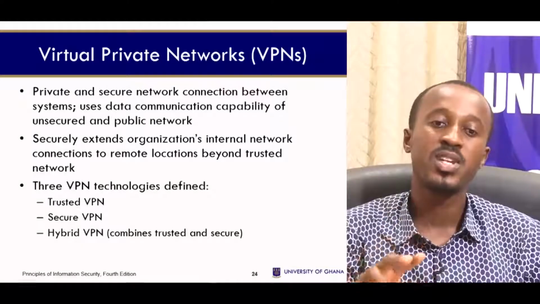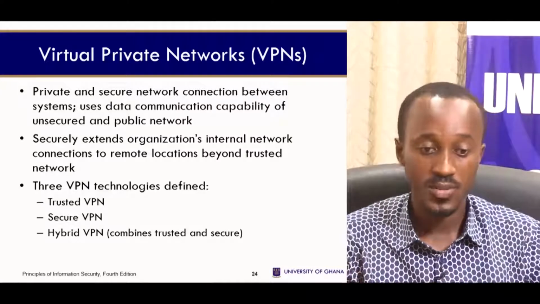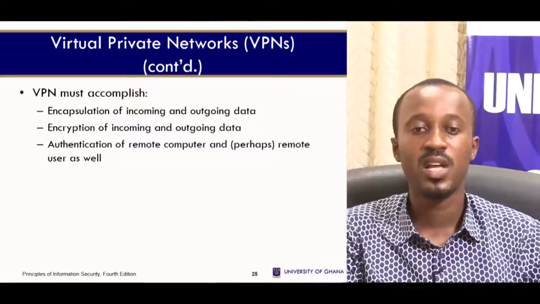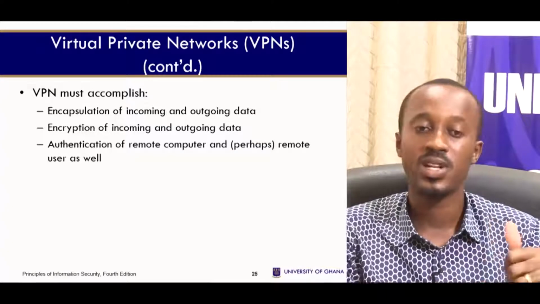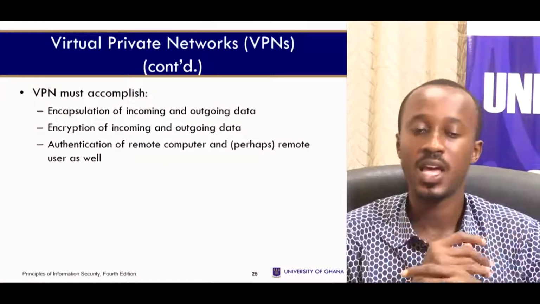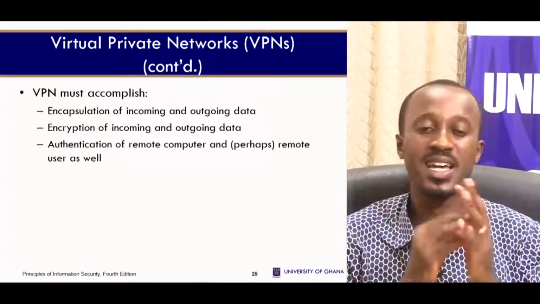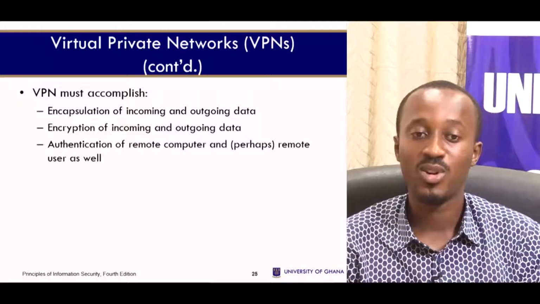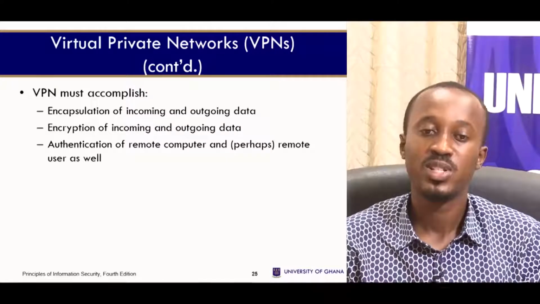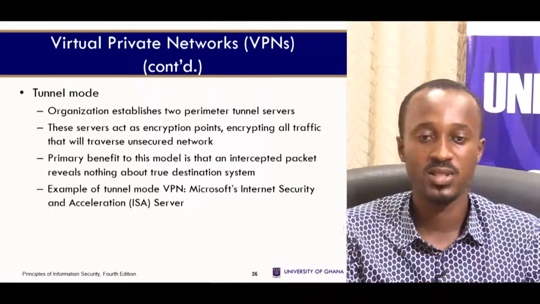Now there are three VPN technologies that are defined. We have the trusted VPN, the secured VPN, and the hybrid VPN, just to mention them. Now, a VPN must accomplish the following. One, encapsulation of incoming and outgoing data. Two, encryption of incoming and outgoing data. And three, authentication of the remote computer and remote user as well. These three things are what you expect a VPN to accomplish.